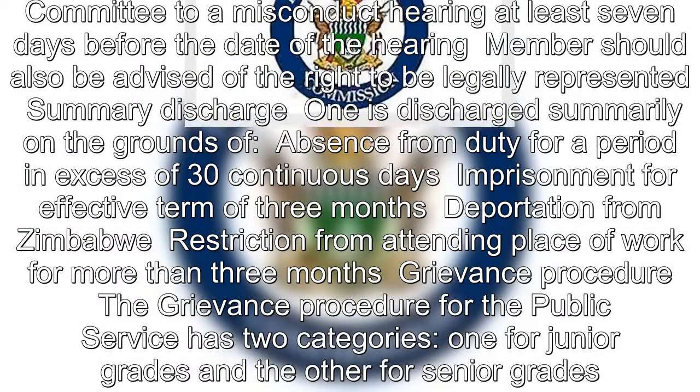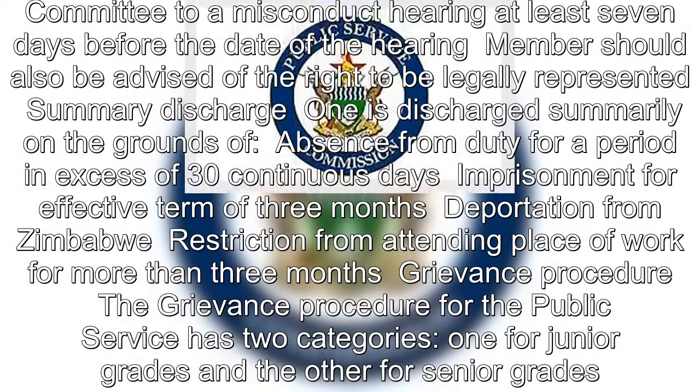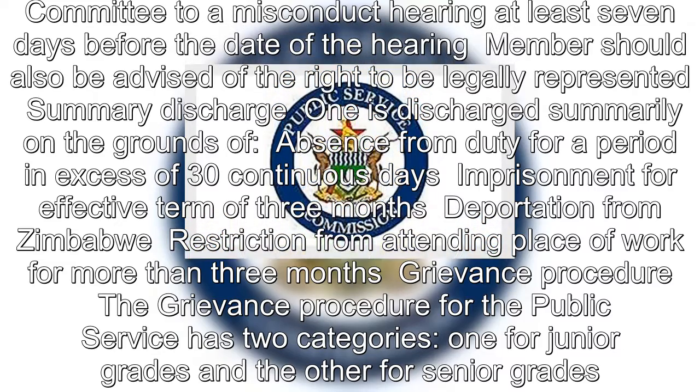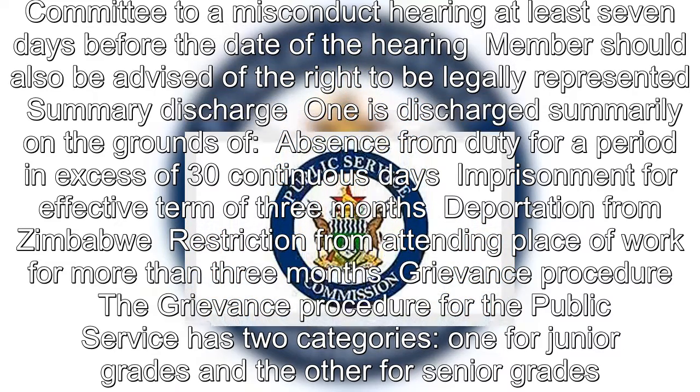Members' rights before and during the hearing: invitation by the chairperson of the disciplinary committee to a misconduct hearing at least 7 days before the date of the hearing. The member should also be advised of the right to be legally represented.